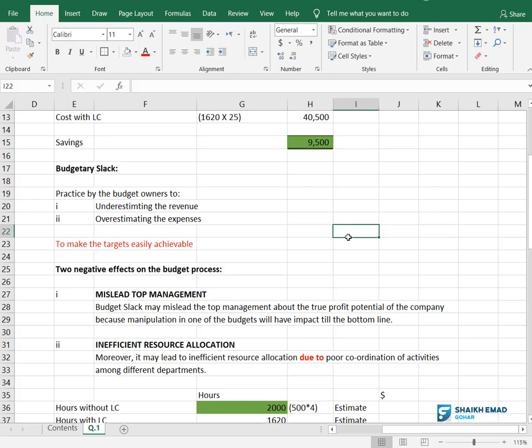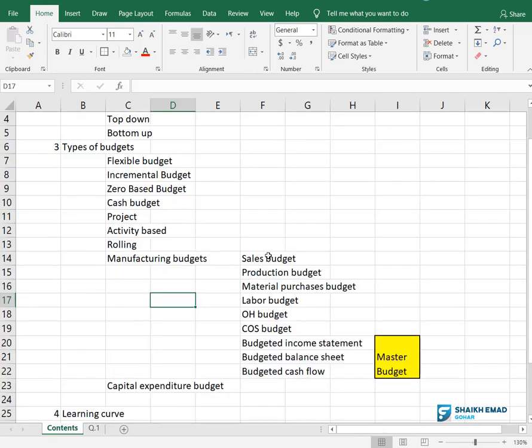Because manipulation is in one of the budgets. You manipulated the sales budget only, but it will have an effect on all the budgets. It will affect the production budget, the purchasing budget, the labor budget, the material budget, everything. This we will do in the coming classes when we create the manufacturing budgets. Remember, I told you this area. When we do this area, you will see how all these budgets are dependent on the sales budget. Getting it? This is what I am talking about right now.